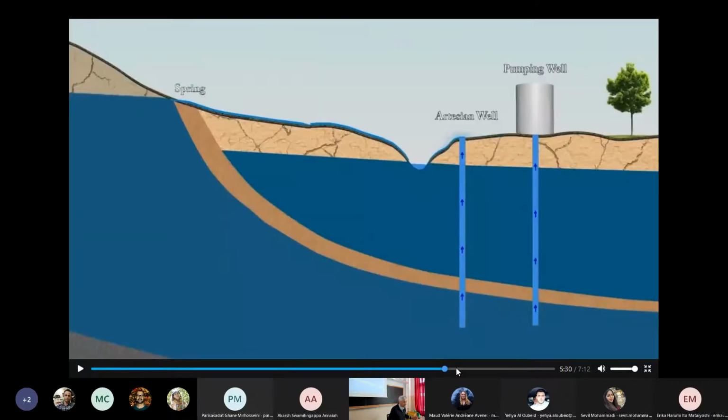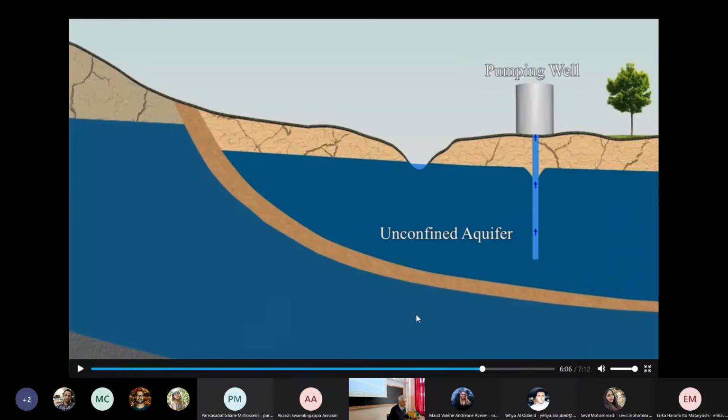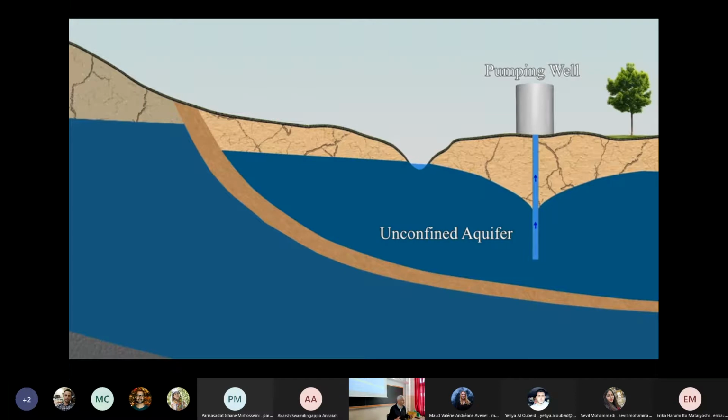And instead, for the unconfined aquifer, you see the effect of pumping. You have this depression cone, it's called the cone of depression, around the well, because you get water, and therefore the water level around the well goes down.